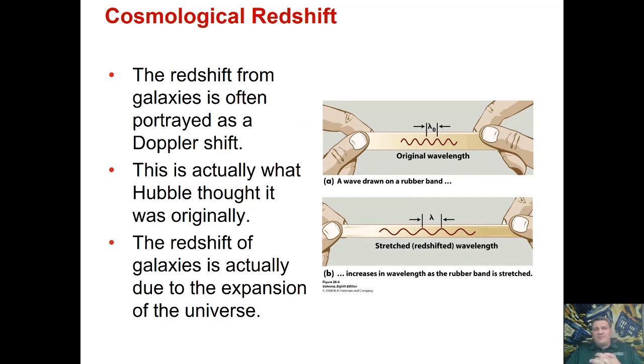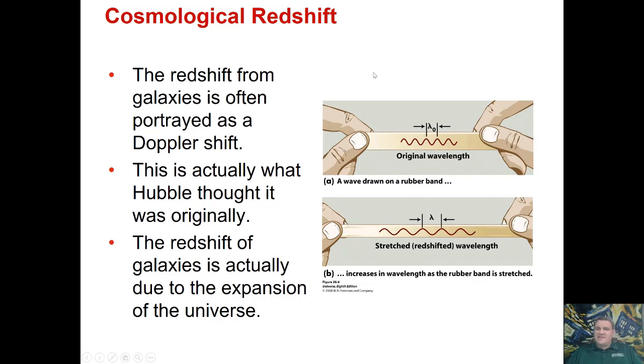This also helps us understand a little bit of the redshift that we're seeing. The redshift that we see from galaxies was originally understood as a Doppler shift. This is exactly how Hubble thought it was, that because the galaxies are moving away, their light has been redshifted, and it's just Doppler. That is actually not what is going on. Instead, the redshift that we see happening in light is happening because space is expanding.